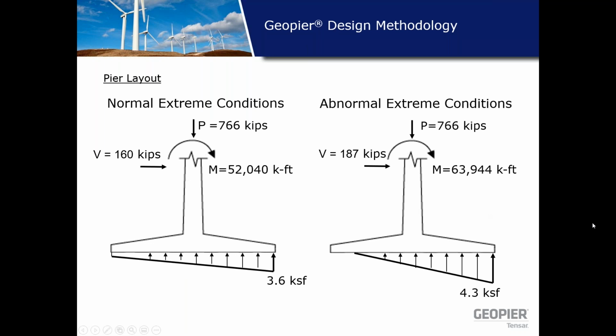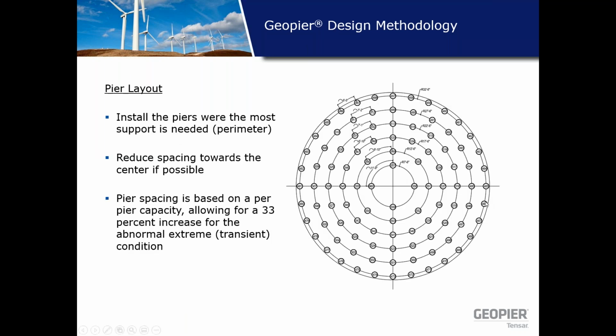So that's exactly what we do. So here's a typical layout for a project. You can see here we don't really have many piers in the center, but as we get farther out to the perimeter of the footing, the pier density gets larger, because that's where we need the piers to do the most work, right? The pier spacing itself is based on our overall design, and it's based on a per pier capacity. We don't want to exceed the capacity of the piers. And we do allow for a 33% increase, though, for transient conditions.